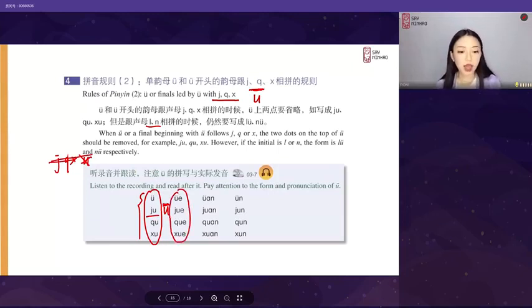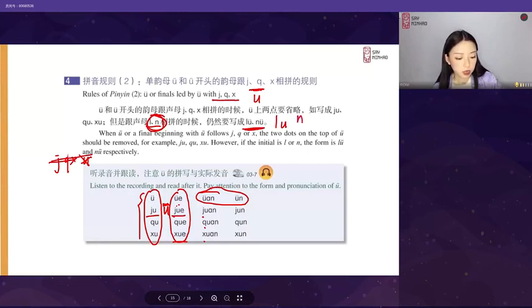Now let's see the next line. This line is about yue. First one, jue without two dots, right? Jue, no two dots. Que, two dots are removed again. And xue, two dots are removed again. So for other yu finals, it is the same. When they are after j, q, x, the two dots will be removed. And when it is with l and n, the two dots remain. And so from this, we can see u can be after l and n, okay?